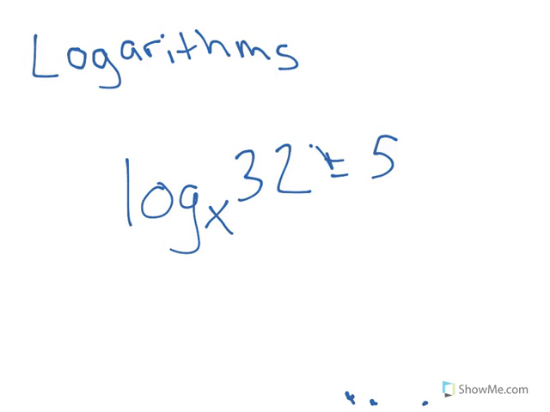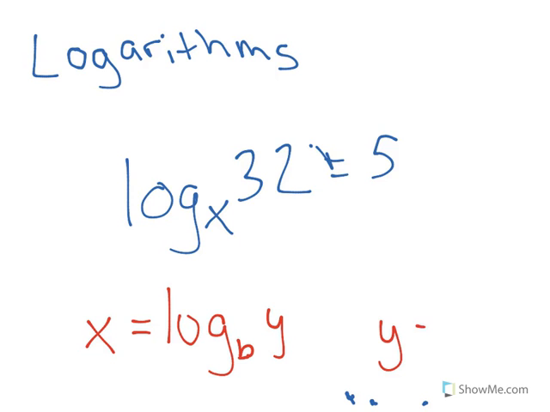When we are given it in log form, like this, x equals log base b of y, we can rewrite that as y equals b to the x power. So basically, when we're given logarithms, we can take our base and raise it to the other side of our equal sign. So b to the x is going to equal this y value.